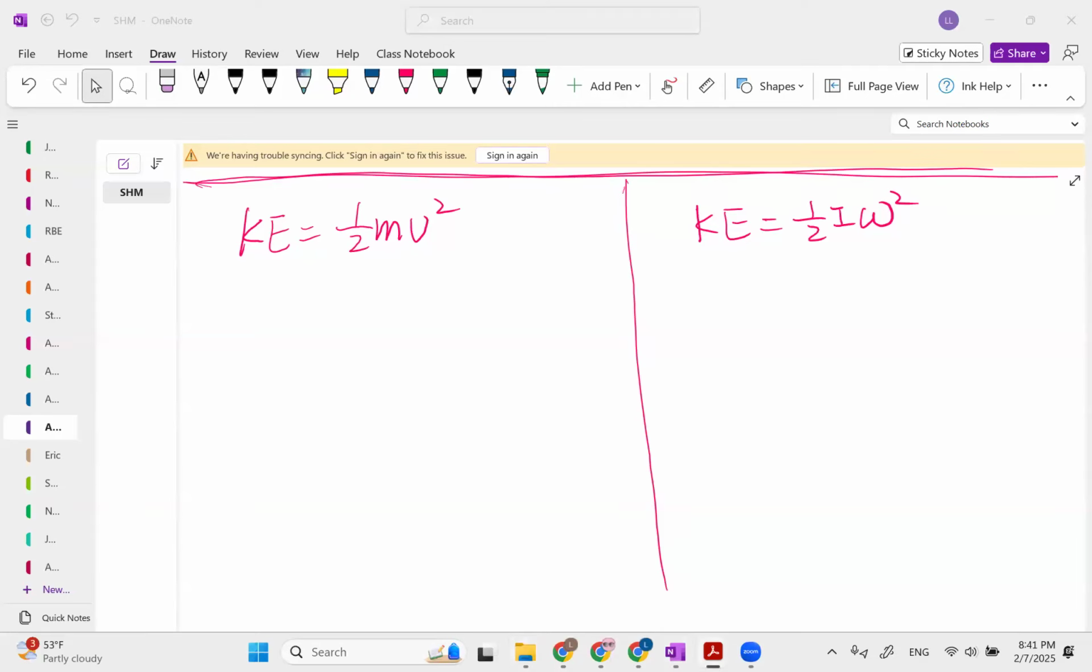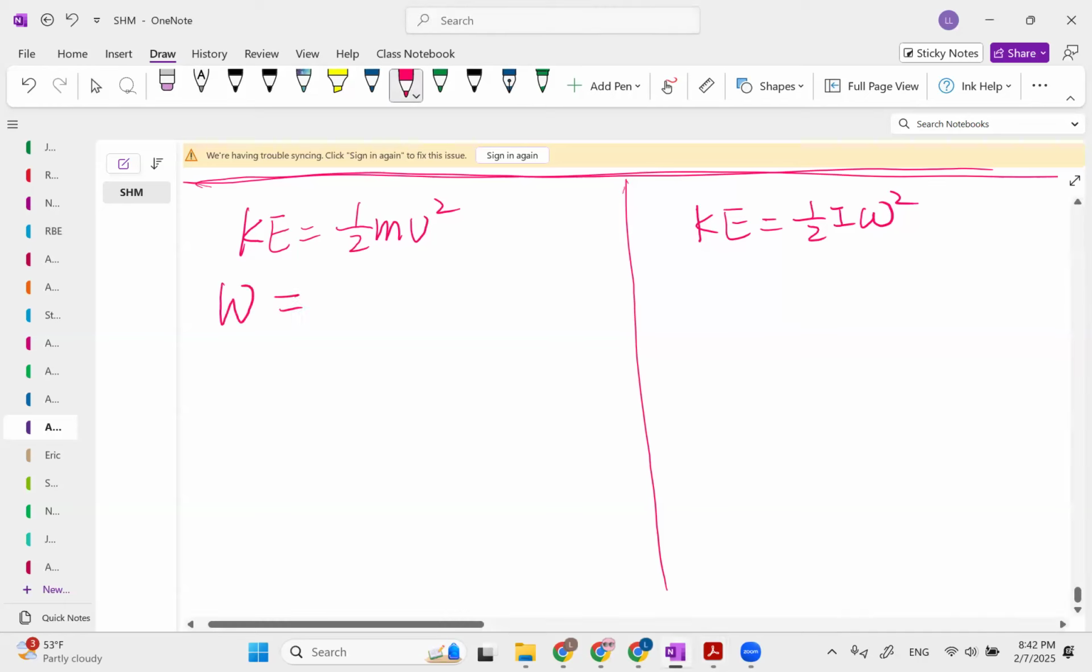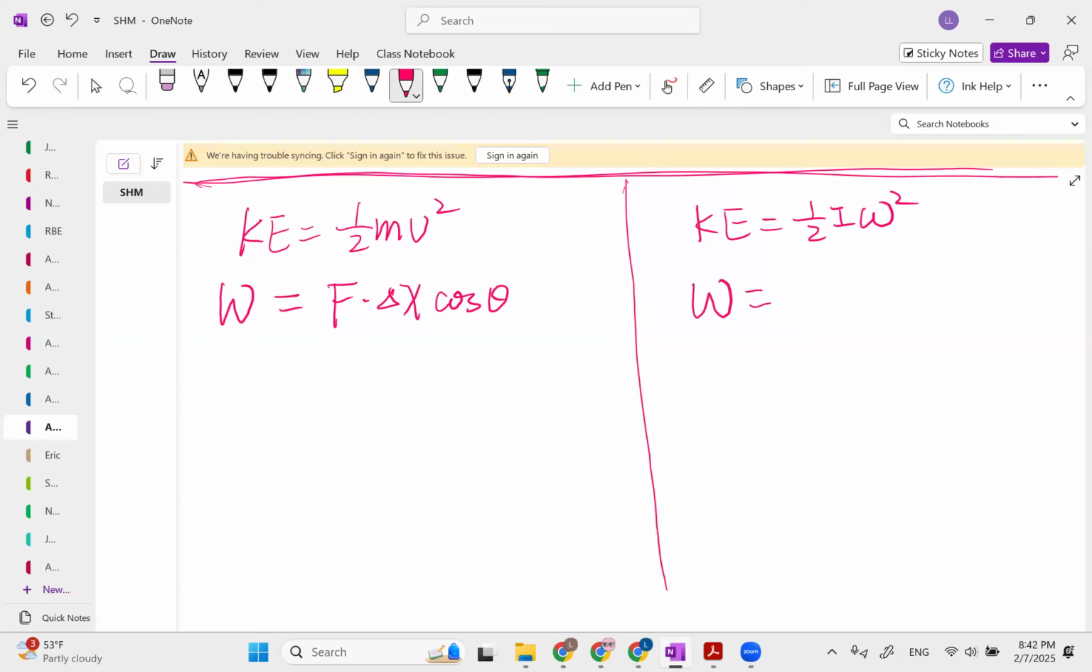What else do you know in work and energy? Work. What does work depend on? F delta x cosine theta. F dot product, right? Dot product between F and x. Correspondingly, how do you find the work when you are doing rotation? It will be equal to torque dot product of theta, right? Torque times delta theta. It's work, right?